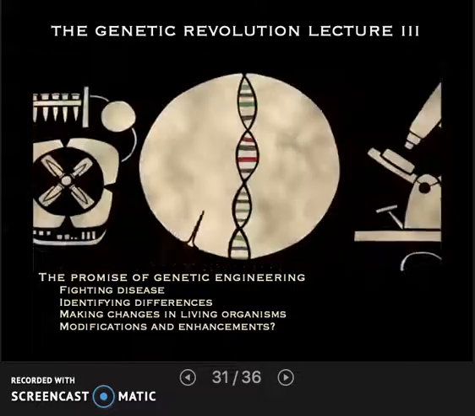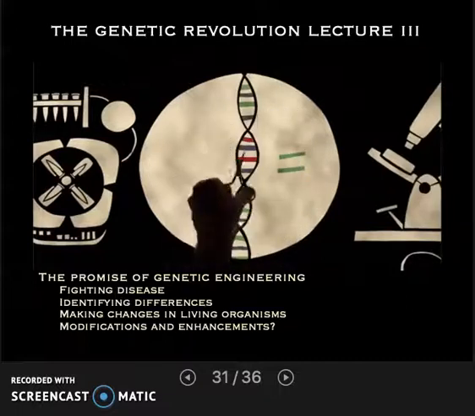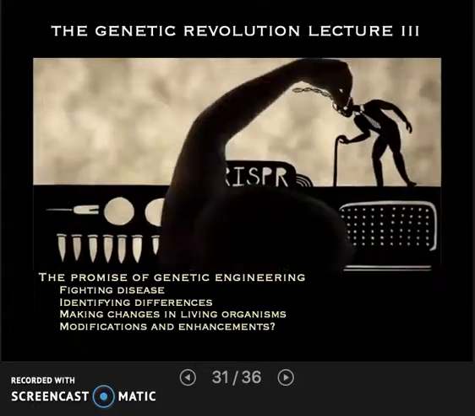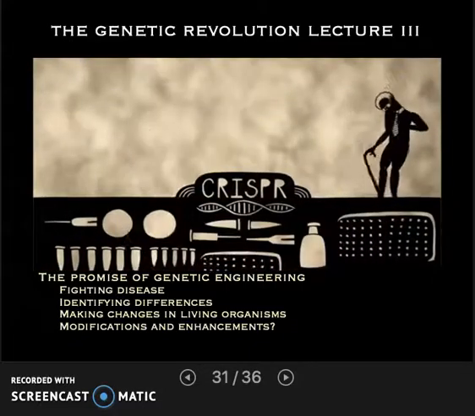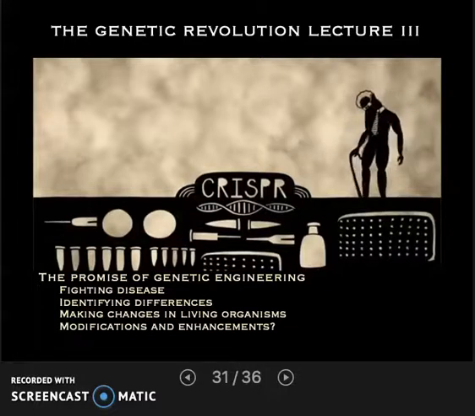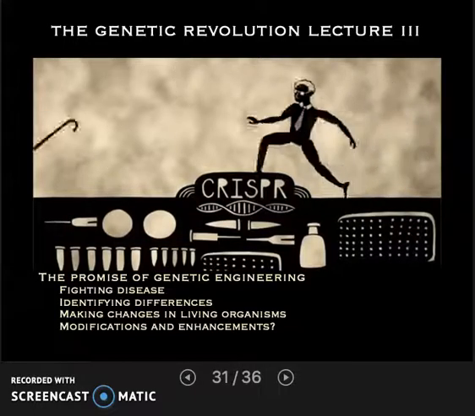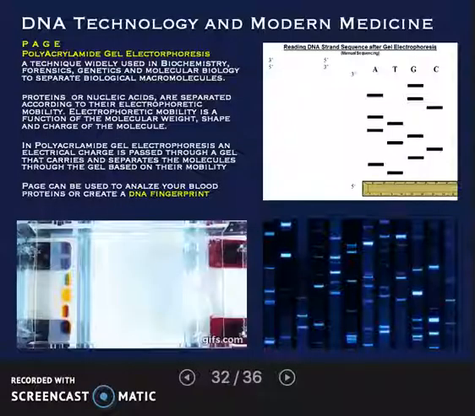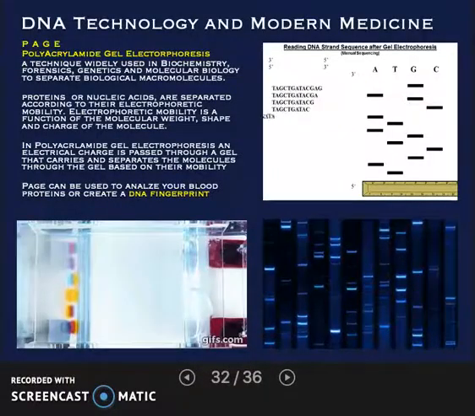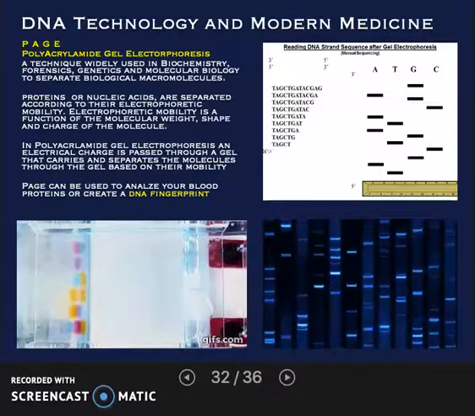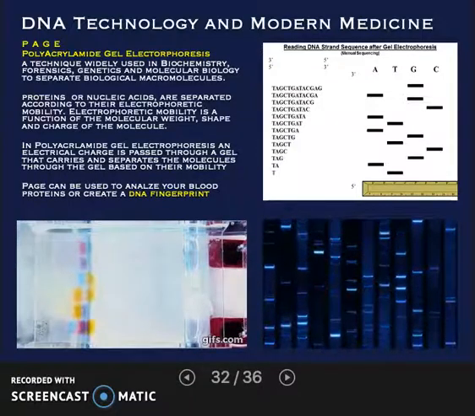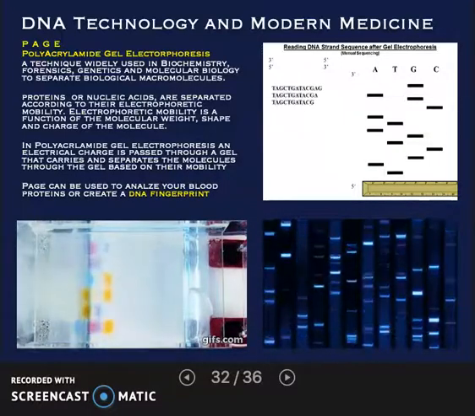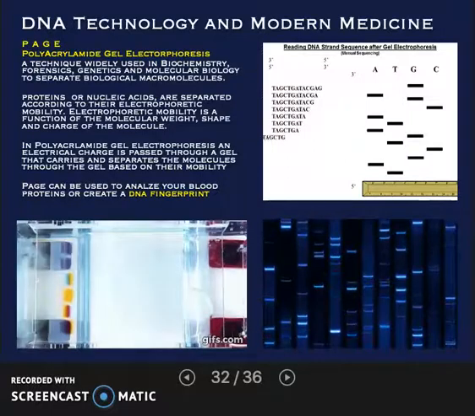I don't know what the answer is, but this is going to be your chance as a generation to make an impact on human technology. So let's look at some of the common methodologies that are used to manipulate DNA. One of the first, and it's a relatively old technique, is the use of something called gel electrophoresis, or polyacrylamide gel electrophoresis.